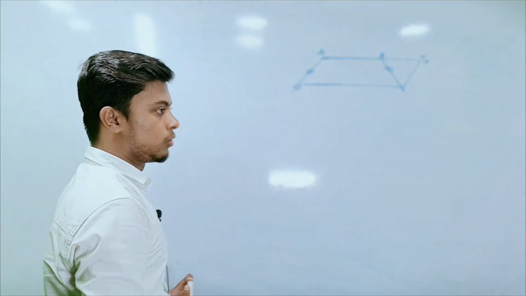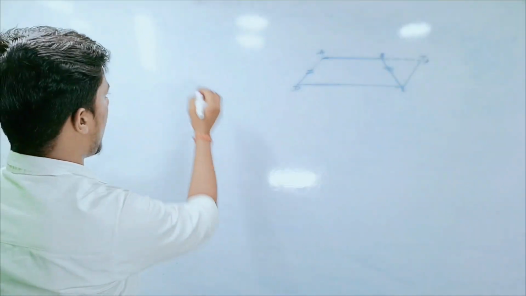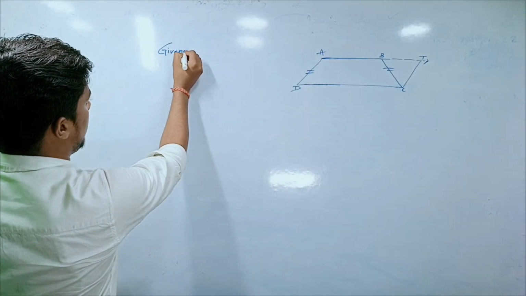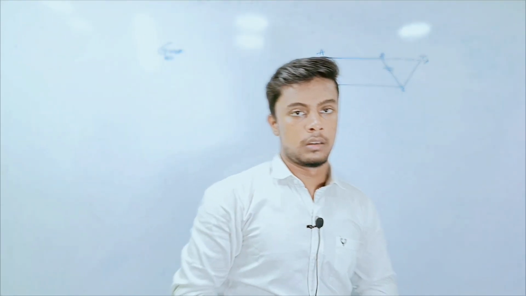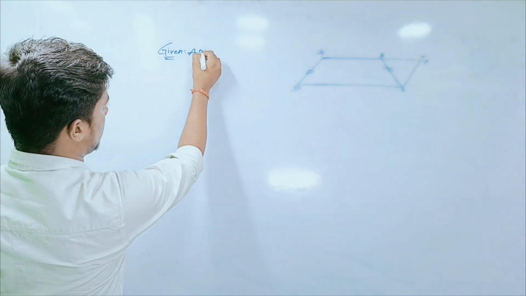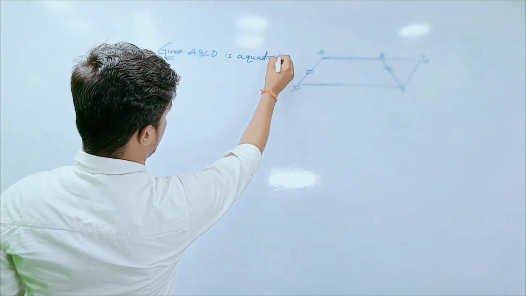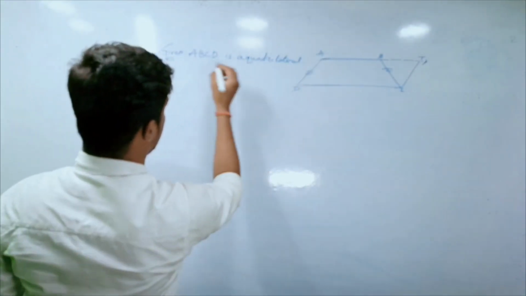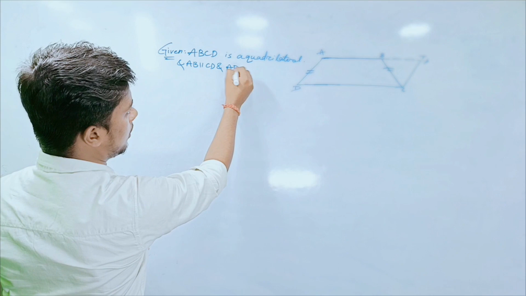So now, quadrilateral ABCD, we have to prove A and B equal. We already understood how A and B will be equal, but now it's time to write it in a proper way. Before writing a deduction, you first have to write the given data, that is, what is given by the question. So, ABCD is a quadrilateral and AB parallel to CD and AD equal to BC.